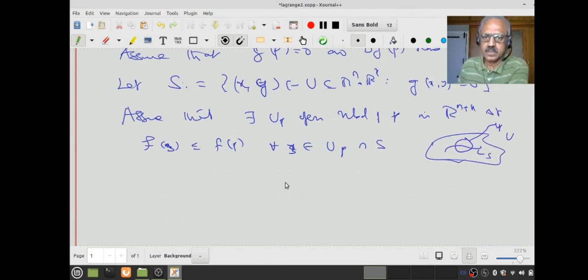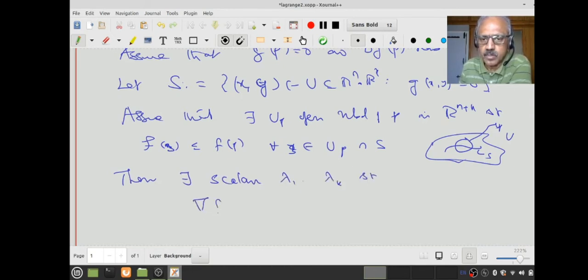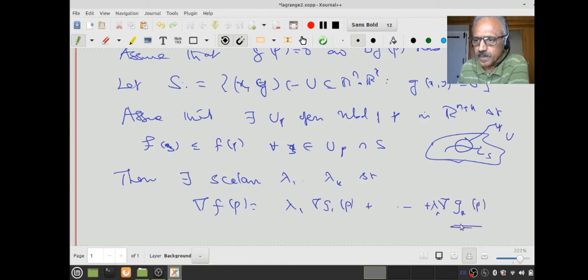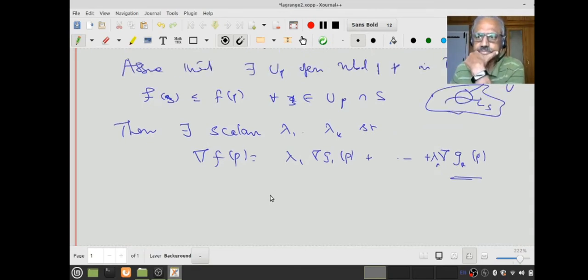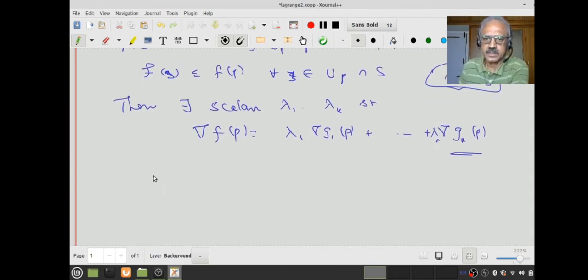Then there exist scalars lambda 1 to lambda k so that nabla f at P is lambda 1 nabla g1 at P plus dot dot dot plus lambda k nabla gk at P, and these lambda 1 to lambda k are called Lagrange multipliers. So we want to give a proof of this theorem. Now let's get started.